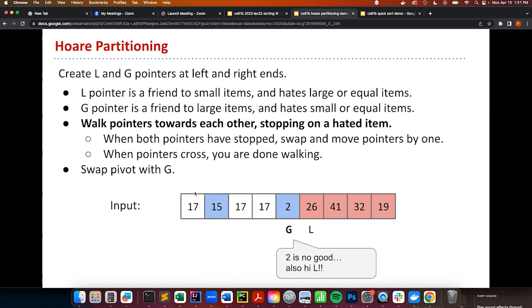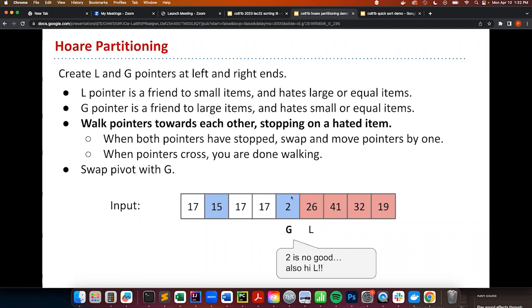Where should the pivot go? Keep in mind, you have 2 markers. There's G and there's L. So if you had to pick, should it go to G or L? G, why G? Because then the 2 should be on the left. If you move 17 here and put it in the L position, who would end up in this spot? 26, that's no good. So what you're going to do is trade with G. Takes a little thinking to convince yourself that it really always works, but it really always works.